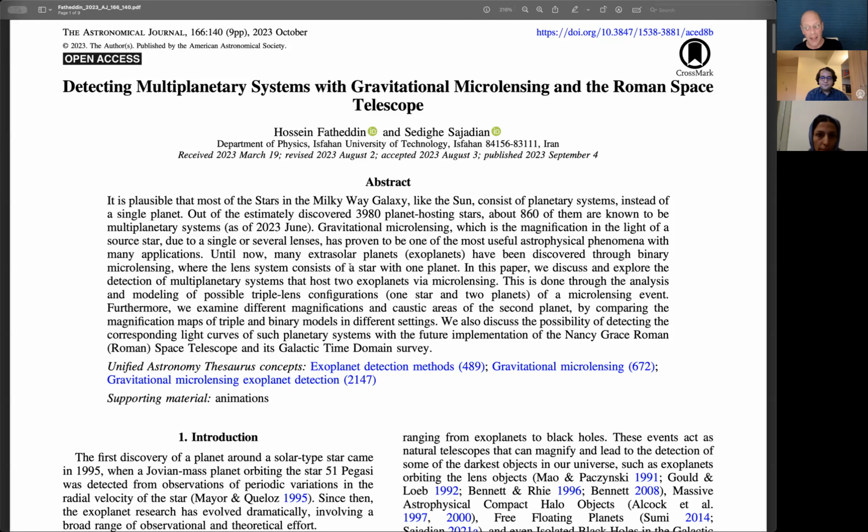And this is going to bring us to this very awesome AJ article. It is open access. It's the open access era, people. You can go get a copy for free. Go grab one. Detecting multiplanetary systems with gravitational microlensing and the Roman Space Telescope. And Hossein and Sedighe, take us away.